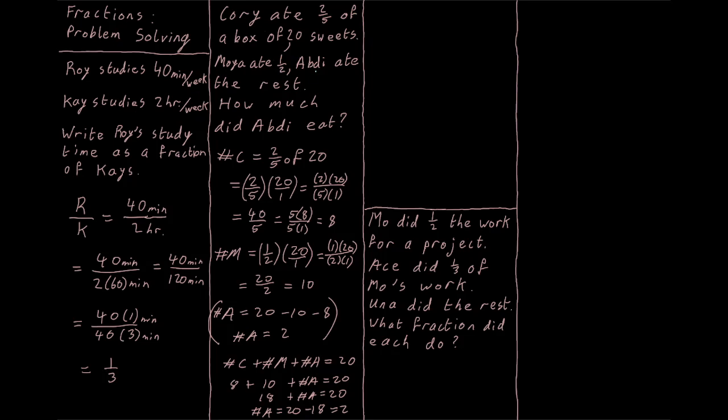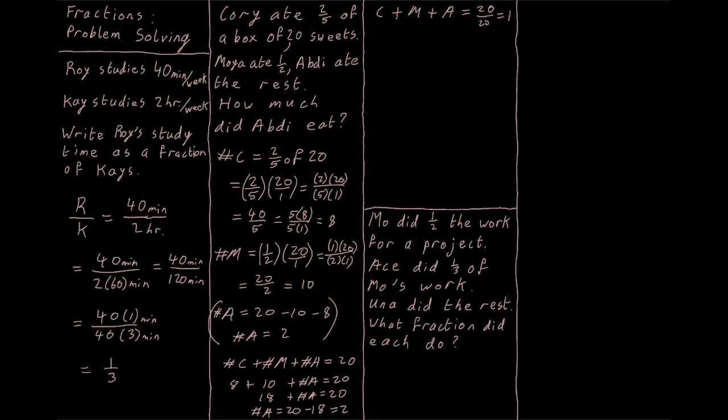We could also do this directly using the fractions instead of finding out the numbers and then working out Abdi's number of sweets from knowing the fraction that Abdi ate. So we could start and say Corey's amount plus Moya's amount plus Abdi's amount must all add up to 1 complete box of sweets, or 20 out of 20 if we wanted to say it that way. So we'd have 20 sweets out of 20, or it would be 1 complete box of sweets. So you can think about it either way.